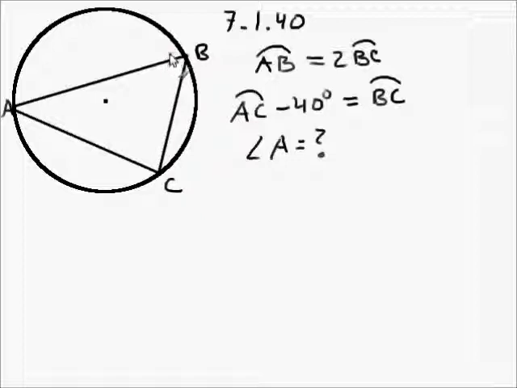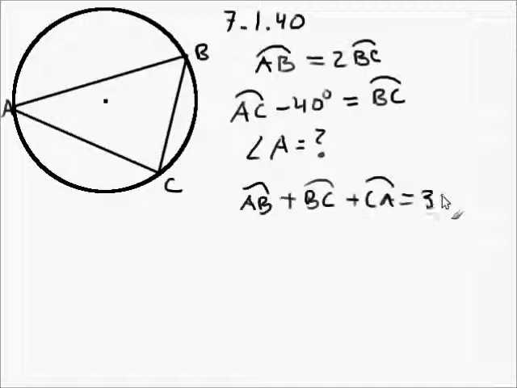Well, we know that there's 360 degrees in a circle, and we know that arc AB plus arc BC plus arc, I'm going to say CA, is 360 degrees. We also know their relationship to BC. AB is 2BC. And we know that CA is BC plus 40.